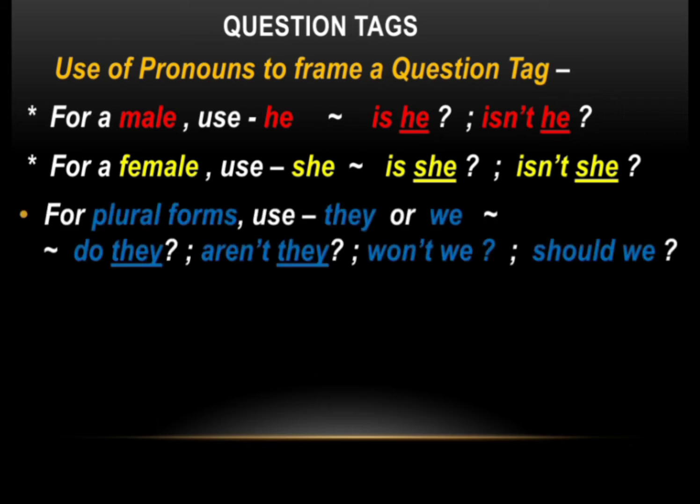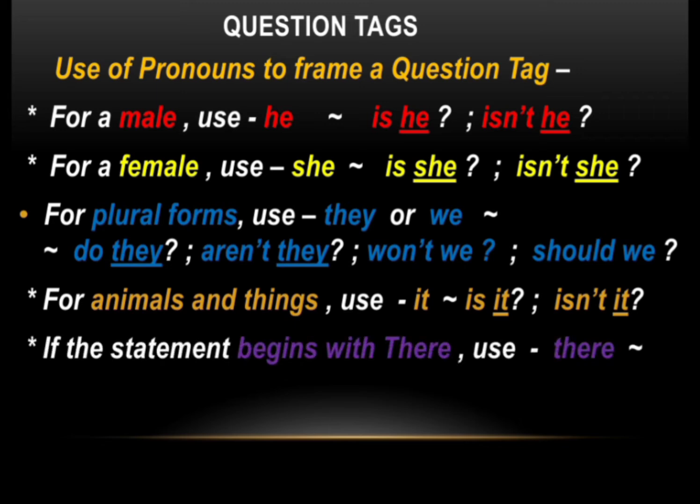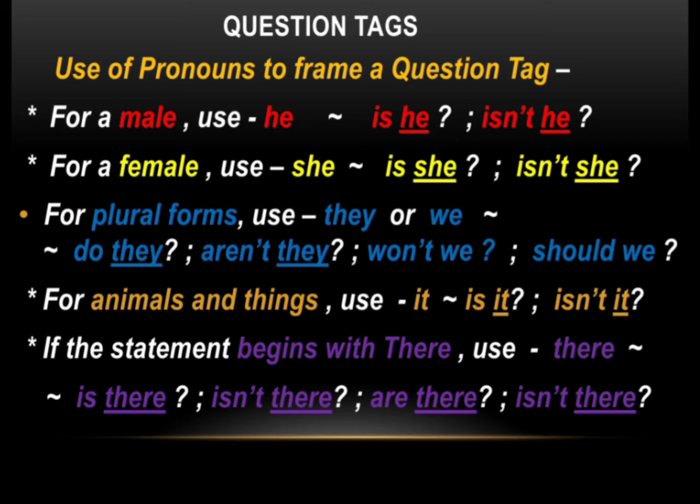If the subject is a plural form, we use they or we. Like, do they, aren't they, won't we, should we. For animals and things, that is, if the subject is an animal or a thing, we use it. Like, is it, isn't it. If the statement begins with there, we use there. Example: is there, isn't there, are there, aren't there.